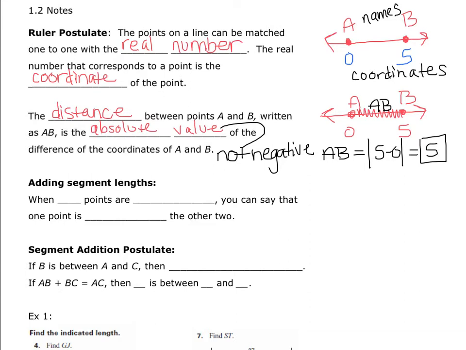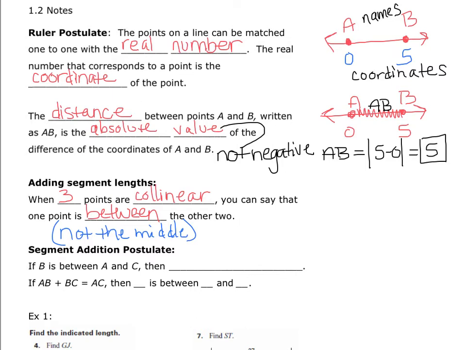We previously talked about segments, so now we're going to talk about adding segments together. When you have any 3 points that are collinear, you can say that one point is between the other two. And we're really going to talk about the importance of this word between. Between just means it's in between. It does not mean it's in the middle. Those two words are very different in geometry, and they make a big difference. So you need to know the difference between the word between and the middle.